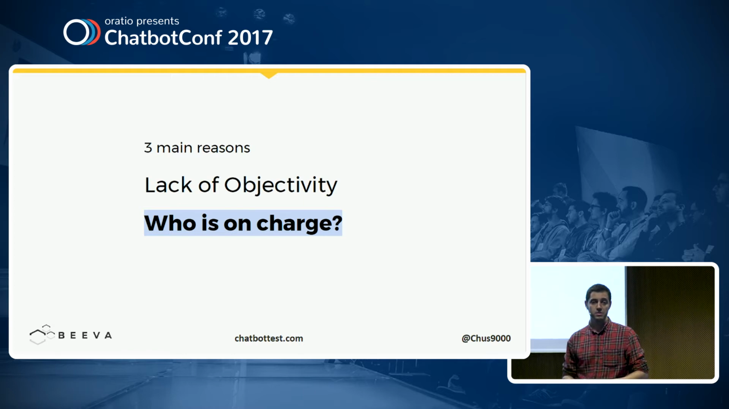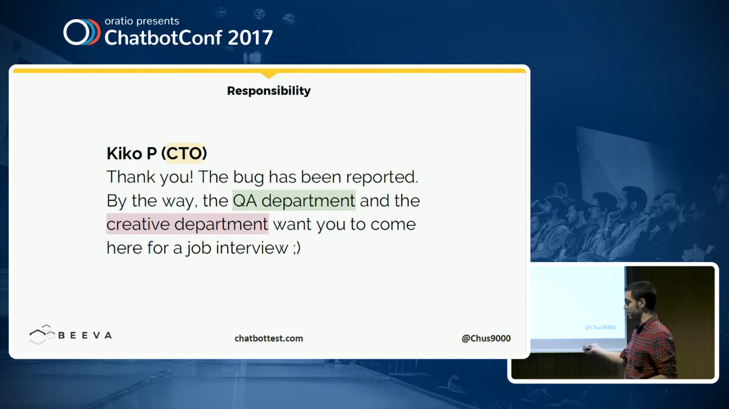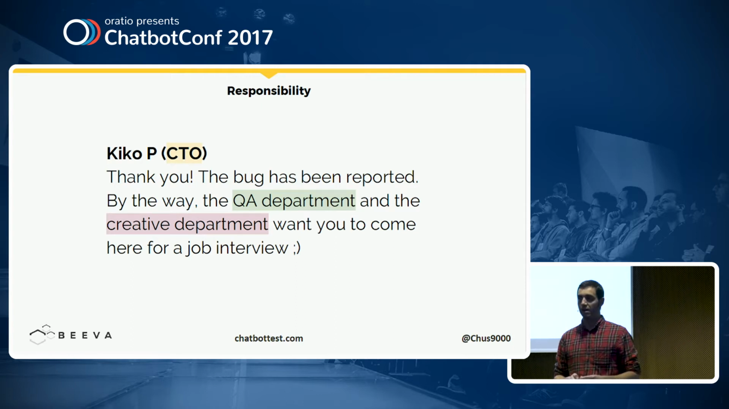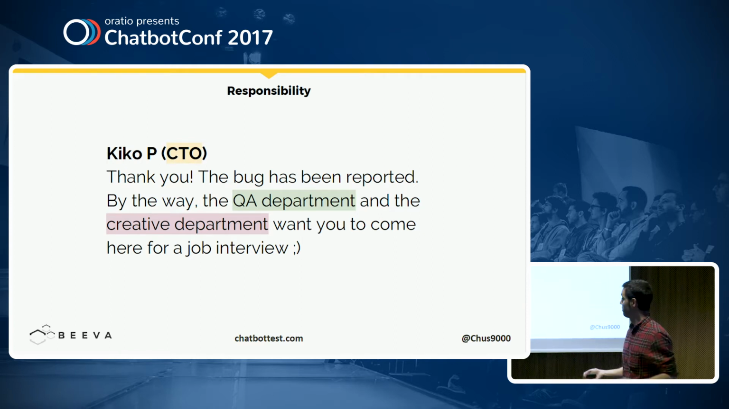The second reason about this talk is it's still not clear who is in charge of design and testing and so on. This is something that happened to me a couple of weeks ago as well. I reported a bug about a chatbot, and the CTO answered me, OK, thank you. The bug has been reported. The QA department and the creative department want you to come here for a job interview. So who is in charge here? Is it the CTO? Is it the QA department? Is it the creative department? Who should be running tests and who should be worrying about these things that are affecting our users?